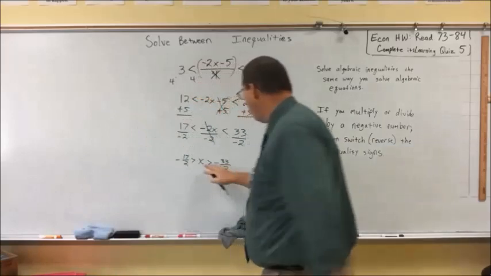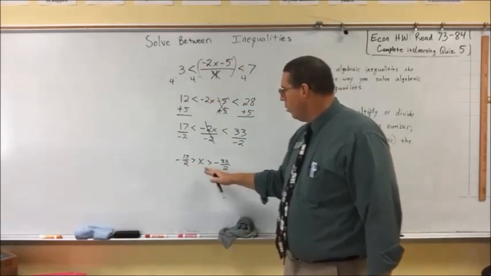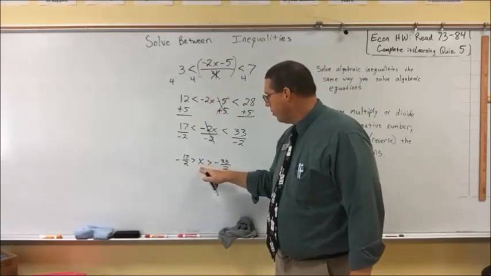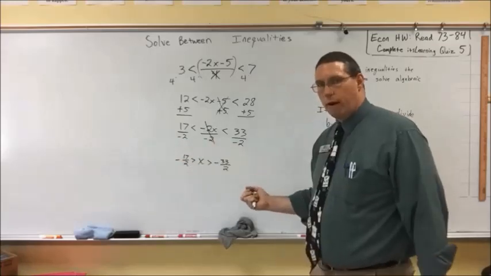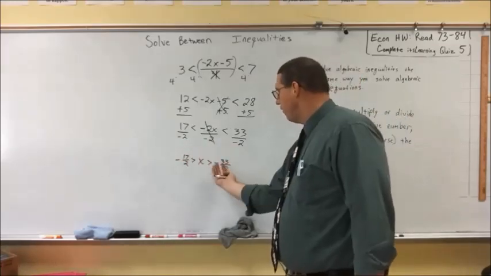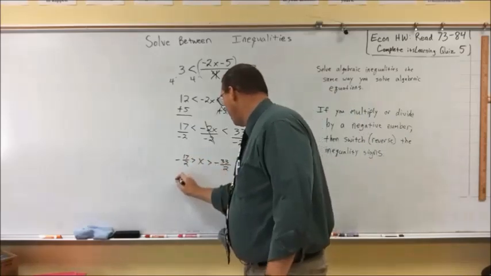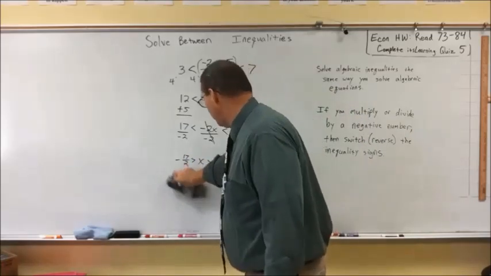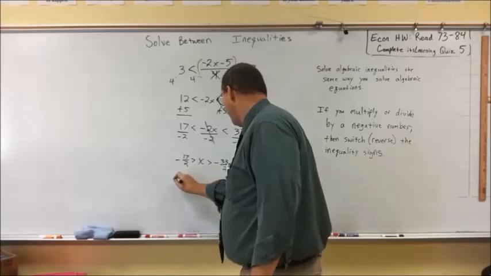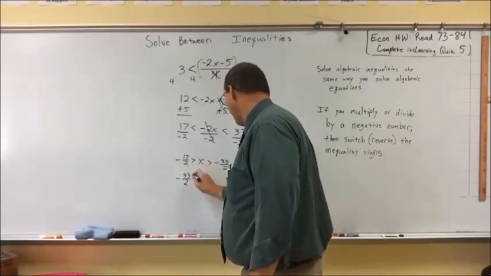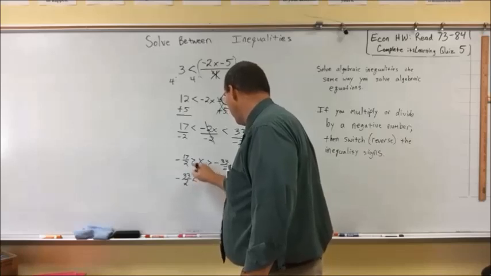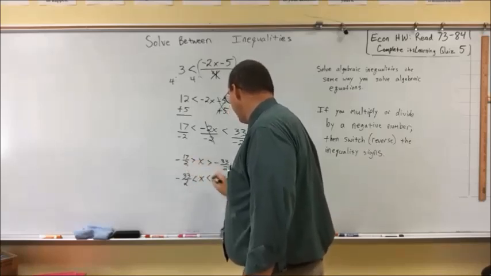Now this is a little weird here, because normally we usually put our smaller number on the left and our larger number over on the right. So what we're going to do is flip this around. We're going to put negative 33 over 2 is less than x, which is less than negative 17 over 2.